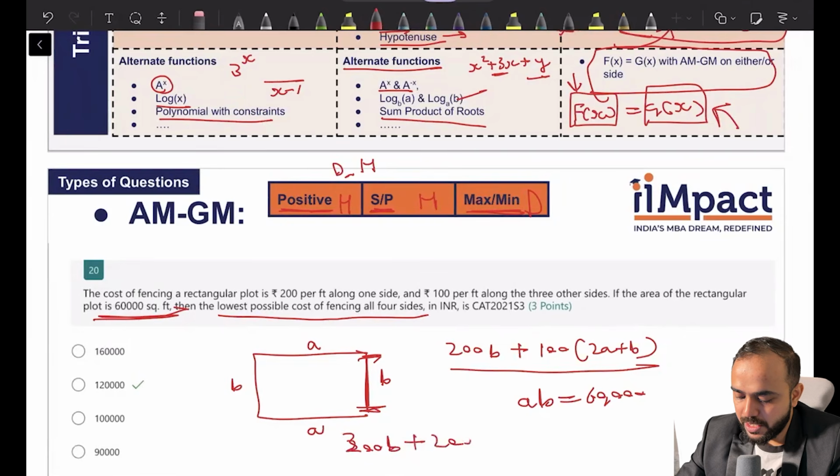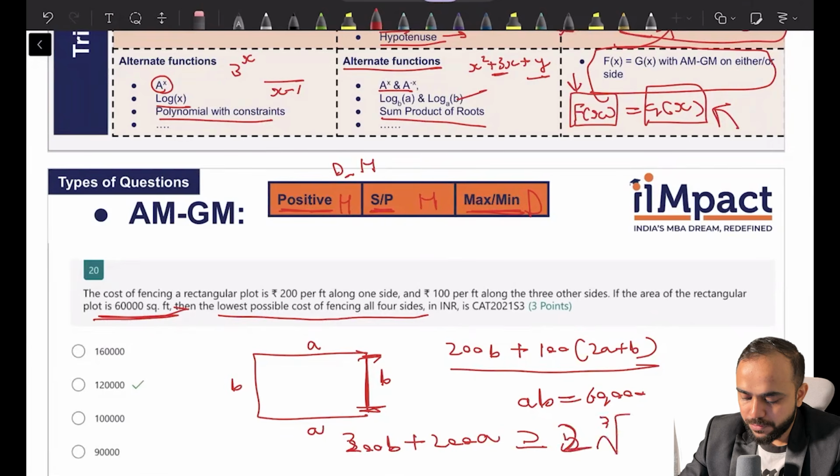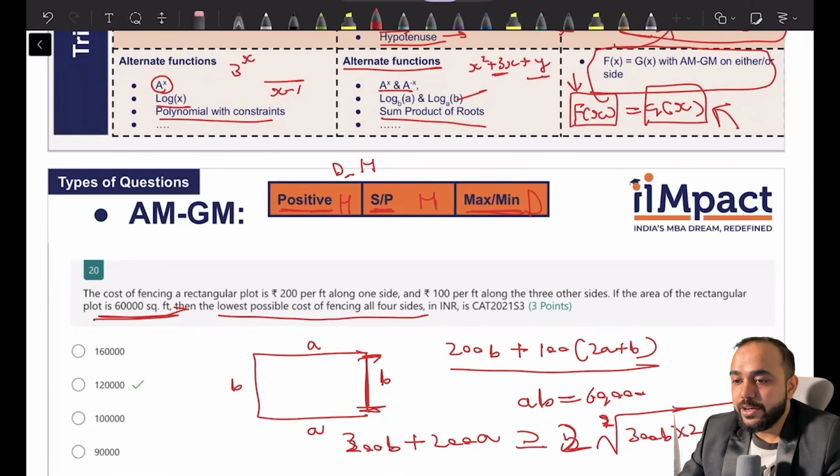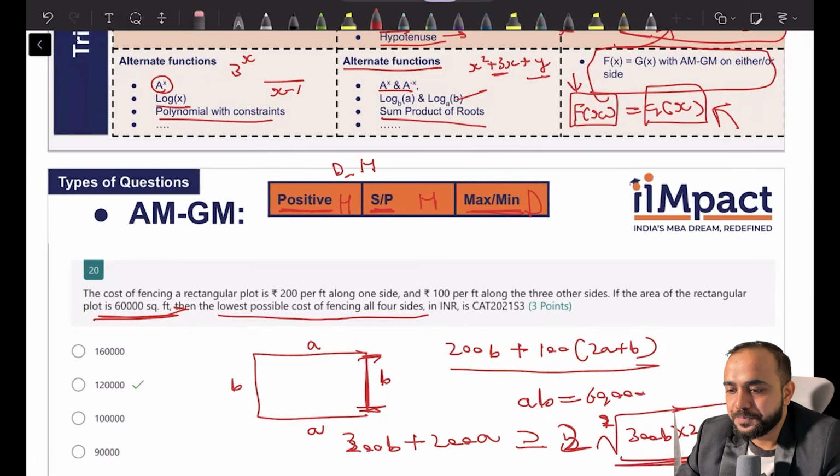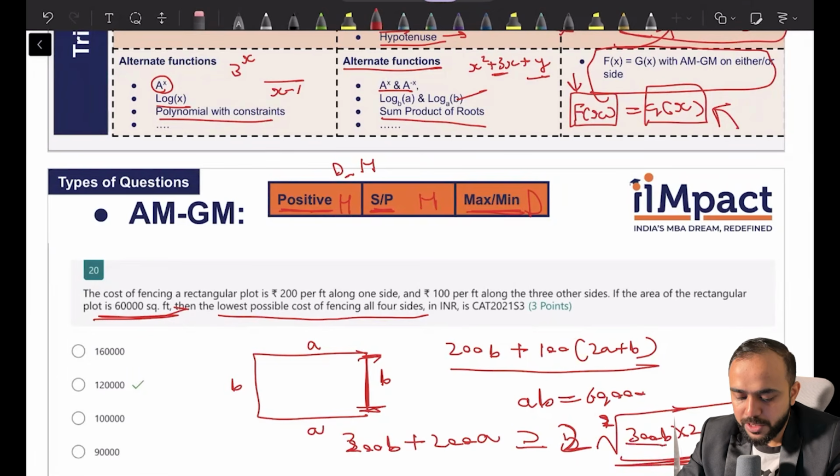So you want to minimize 300B plus 200A, which is going to be greater than or equal to 2 times the square root of 300B into 200A. A into B is given to you, so this thing will turn out to be a perfect square, and you can find the cost from here. 300 into 200 will also come out to be 60,000. So this is 60,000 square. So the square root of that will be 60,000 only. So 60,000 into 2 will be your lowest cost. So 1,20,000.